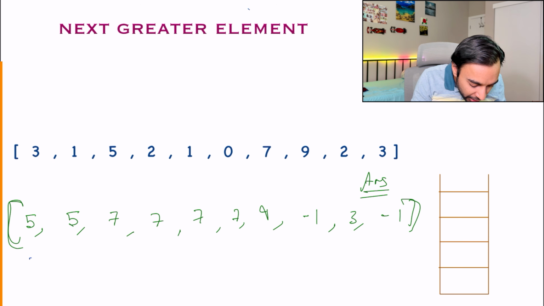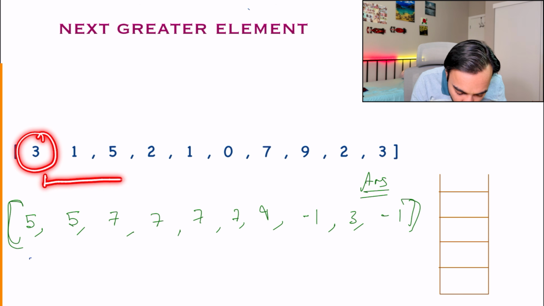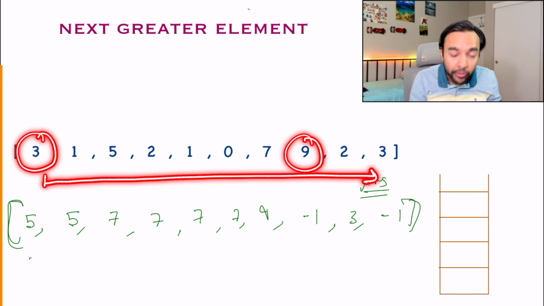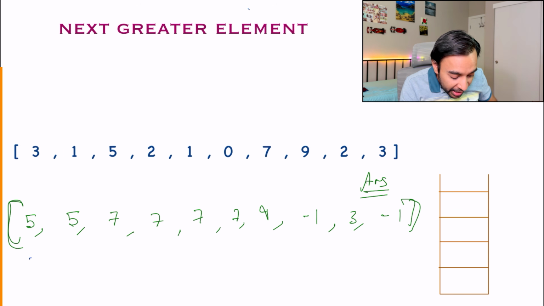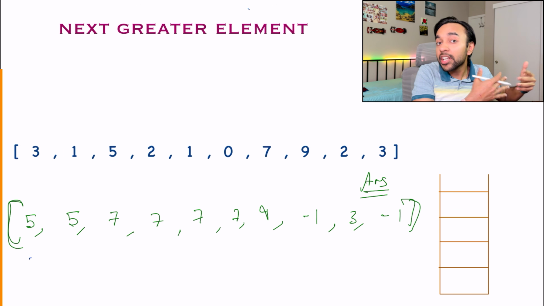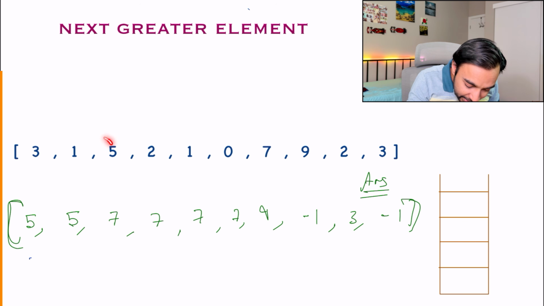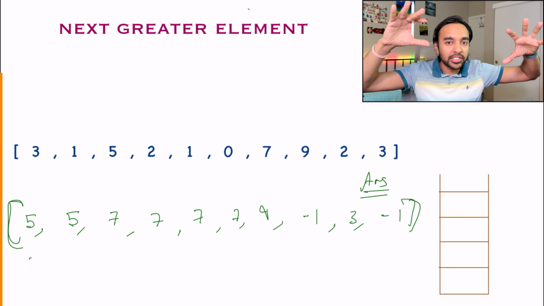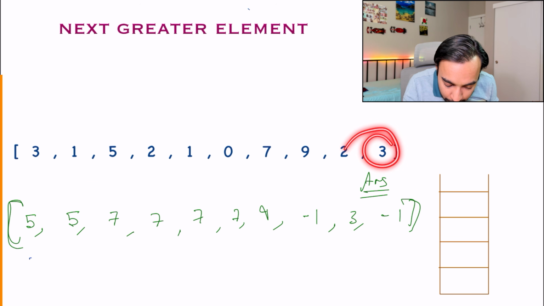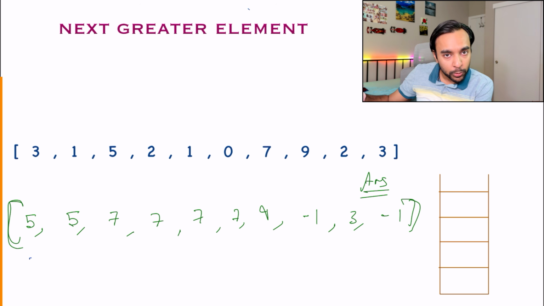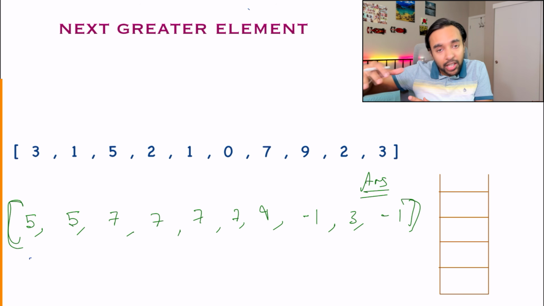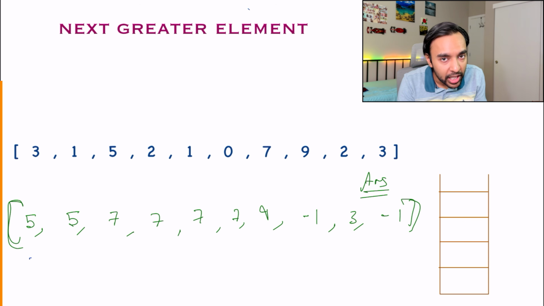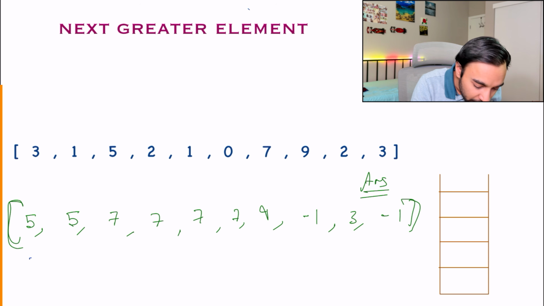For example, when I look at 3, I may not want to go all the way to the end to find a 9. I could have found a next greater element somewhere earlier. So these elements should be somewhere on the top of the stack. And all of these elements should be somewhere at the lowermost portion of the stack. We are still gonna decide how to add and remove elements from the stack, but this is the general idea. So how do you start?